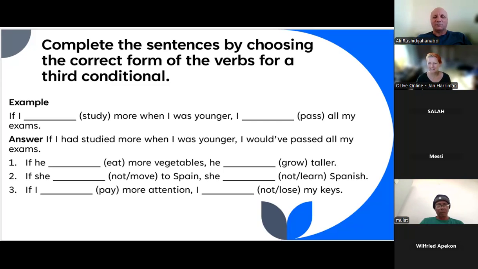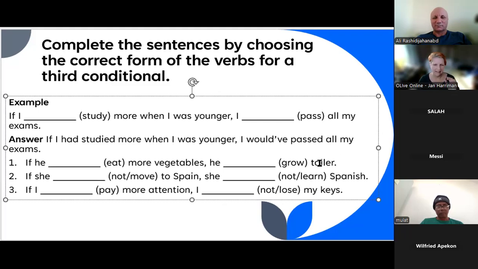If she hadn't moved to Spain, she would have not learned Spanish. Okay, that one is a challenge, isn't it? Once you put the negatives in there, it gets a little more complicated. So you had the first one right. If she had not moved to Spain, she would not have.